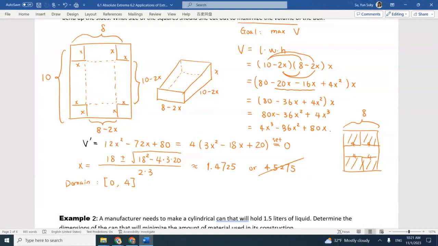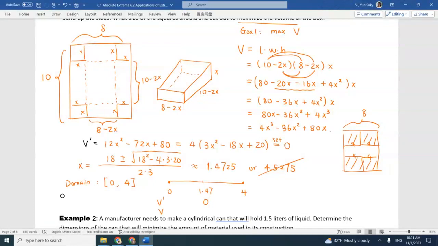So we draw the table. We have 0 and 4. Let me make it longer so you can see better. Okay, 0, 4. So 1.47 is in the middle, right? Not exactly the middle, but in between 0 and 4. And then we have the volume. So volume prime and volume. This is what we're looking for. And we know at the critical point, the V prime is 0.